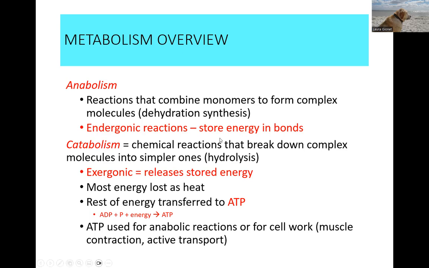So catabolism: chemical reactions that break down complex molecules into smaller ones. And we do that by hydrolysis. Add water and break apart. They are exergonic reactions because we release stored energy. Most energy is lost as heat, and the rest of the energy is transferred to ATP. We take an inorganic phosphate, we put it together with an adenosine diphosphate, to create adenosine triphosphate. Right? ATP is used for anabolic reactions or for cell work, muscle contraction, and active transport.